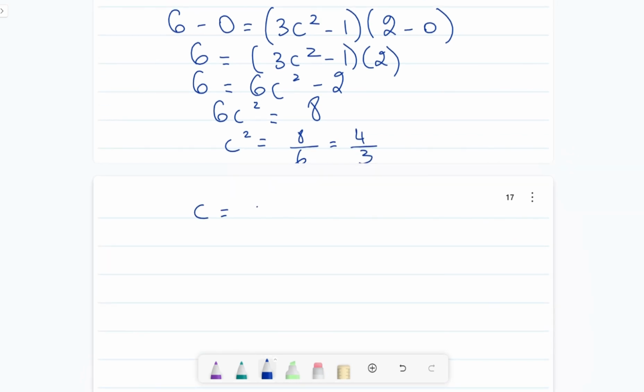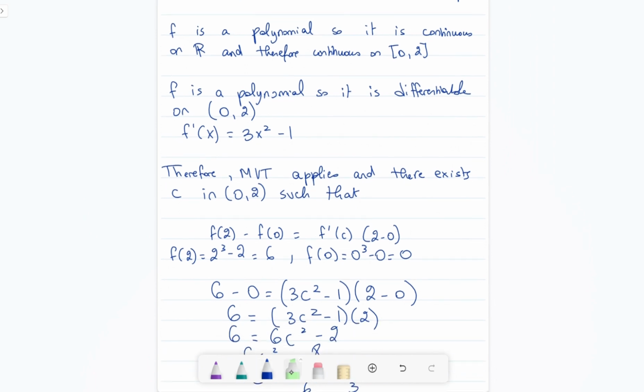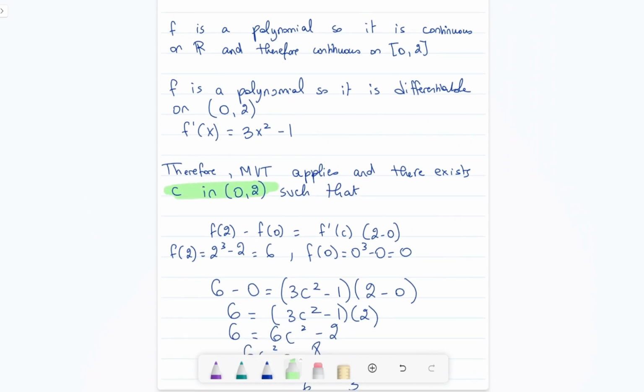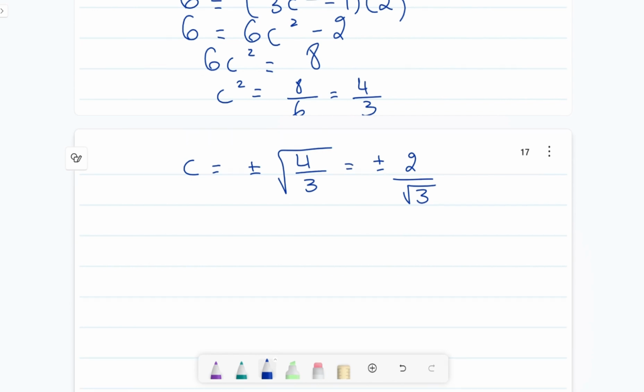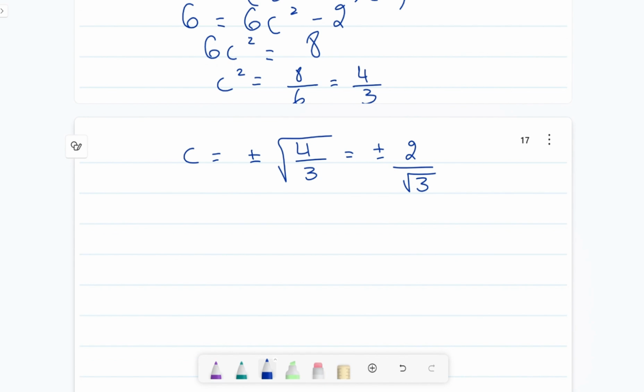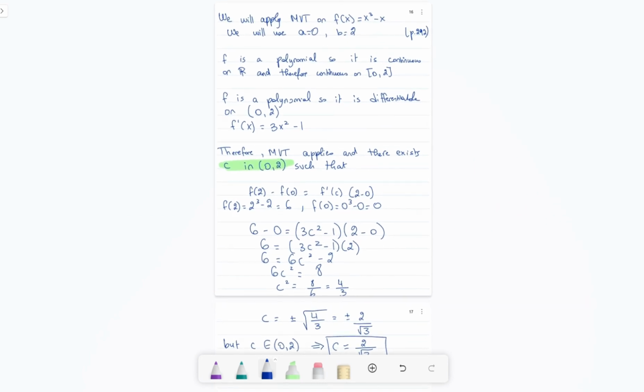Let's solve for c. It's equal to plus minus square root of 4 divided by 3, which is equal to plus minus 2 divided by square root of 3. And let's go back and look at the interval that c belongs to. We said earlier that c is in the open interval 0 to 2. So the first value, positive 2 divided by square root of 3, does belong to this interval. However, negative 2 divided by square root of 3 does not belong to this interval. So let us write this down. c belongs to the interval 0 to 2. Therefore, c is equal to 2 divided by square root of 3. And this is how we apply the mean value theorem to a function.